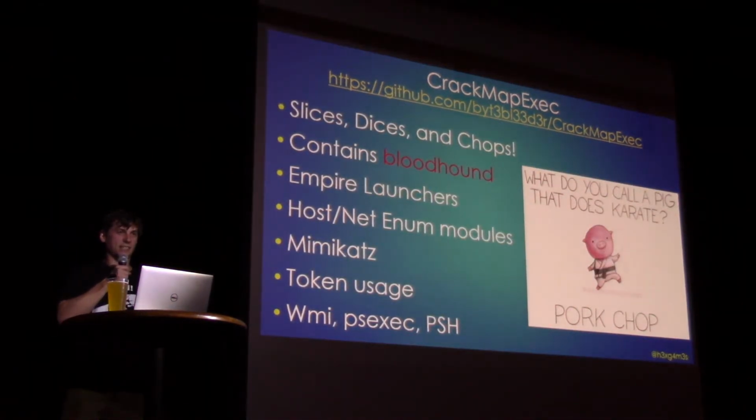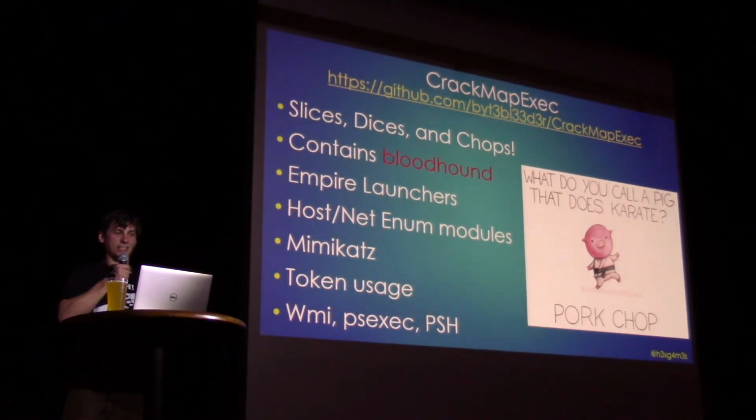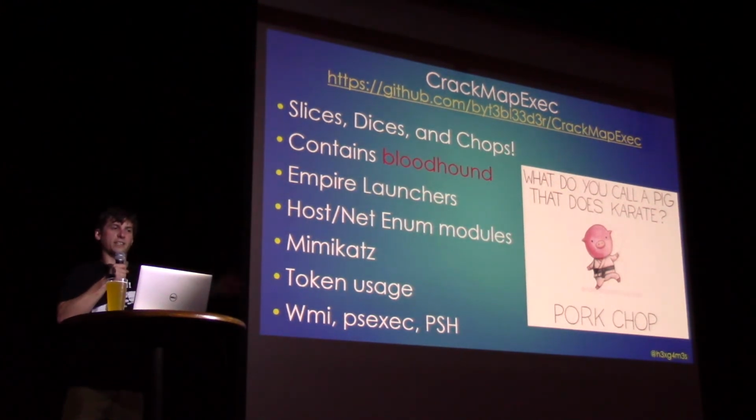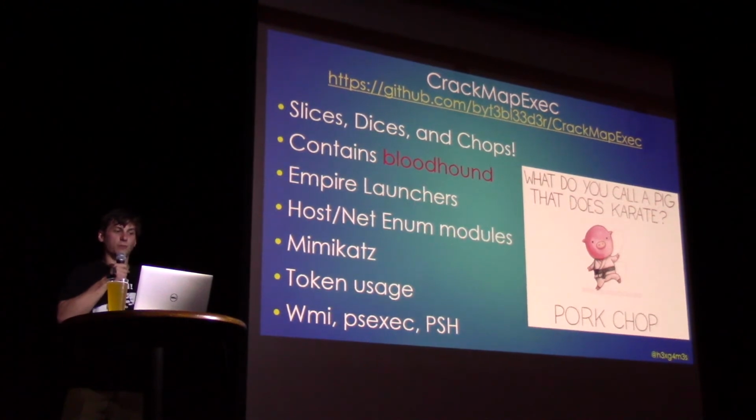It does everything you can imagine off your Kali host. It does contain Bloodhound. It can generate Empire launchers for you, and if you have creds, it'll log in and shoot an Empire launcher back for you. It's got host and network enumeration modules. It can run Mimikatz for you. It can do the token stealing and token usage.